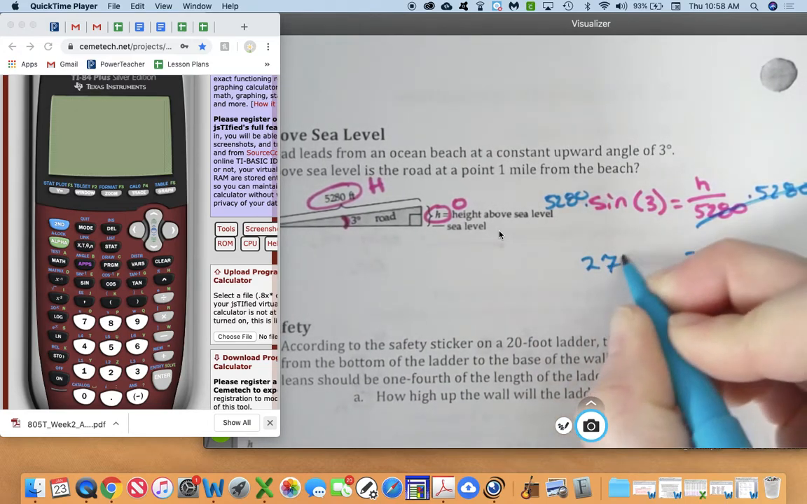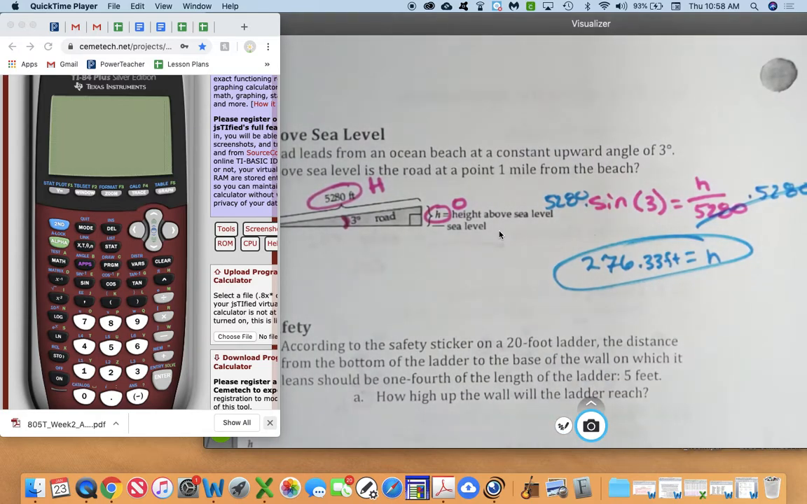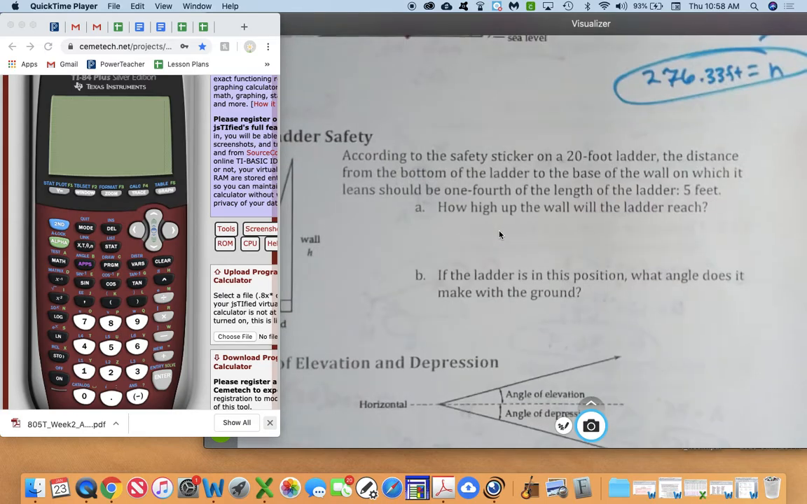276.33 feet. That's how high it is above sea level. Not very high, right? They converted that to feet because if we had left it in miles, it would have been like 0.00 something, or 0.0 something. Really small. All right, next one. I'm going fast.